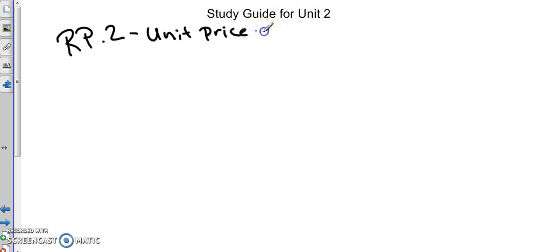All right, we're back. We are going to continue our talk on the Study Guide for Unit 2, Ratios and Proportions. We're still going to discuss RP2, but this time we're going to talk more specifically about unit price. This unit price really focuses on our confidence levels with dividing decimals. So if you need a review on dividing decimals, make sure you go back through the notes on eClass, but we're going to move forward.